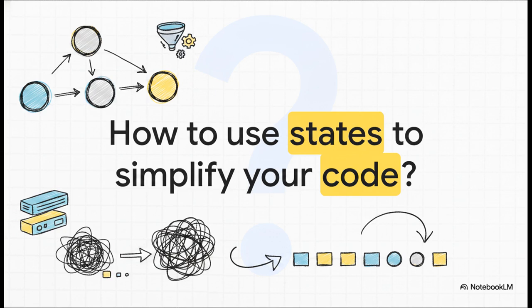The next time you find yourself tangled in a massive web of variables and if statements, just pause and ask yourself, what are the actual states of this problem? Can I draw the circles, map the arrows, and just switch gracefully between them?